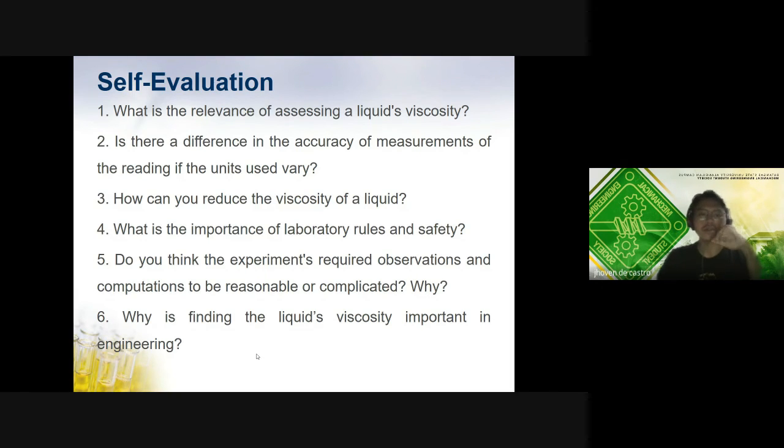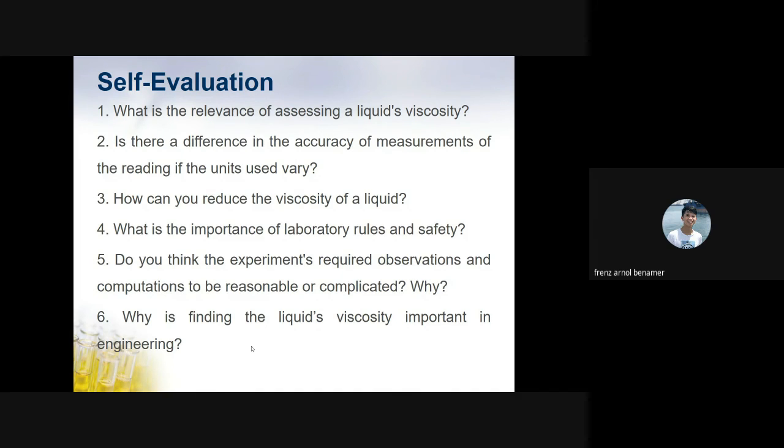So for the second question, is there a difference in the accuracy of measurements of the reading if the units used vary? Yes, there will be a difference since unit is very crucial in assessing the accuracy of the measurement, since wrong unit can result in a larger percentage error from the true value. The lower the percentage error, the more precise the measurement can be. How can you reduce the viscosity of a liquid? Unfortunately, to date, there are no effective methods to reduce the viscosity of liquids, suspensions, except by changing the temperature.